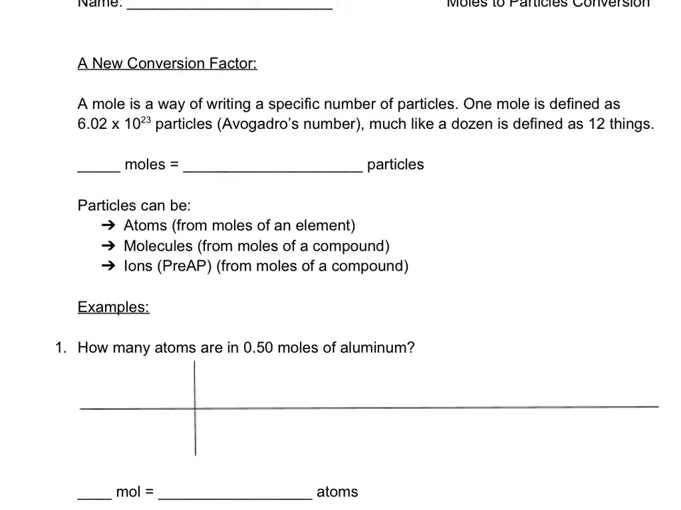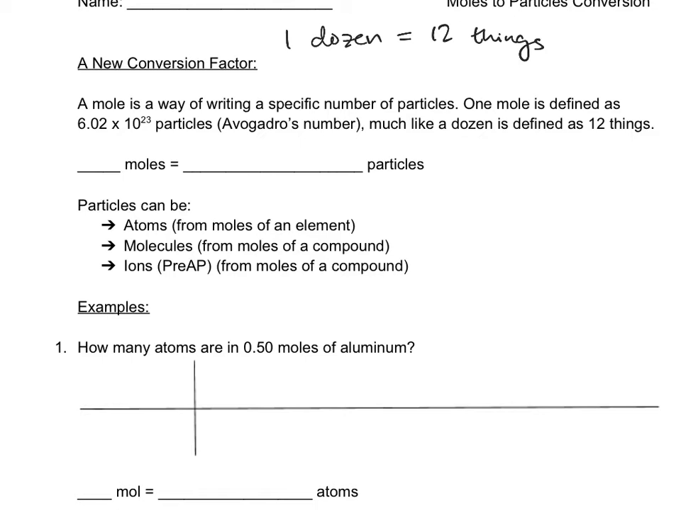Now, a mole is representative of a number of particles. That sentence probably makes no sense to you, so we're going to think about it like a dozen. When you hear the word dozen, you instantly think of a number. You think of the number 12 because 1 dozen equals 12 things, 12 of whatever it is you're looking at. You could have a dozen eggs, a dozen donuts, a dozen people. Whatever it is, 1 dozen means 12.